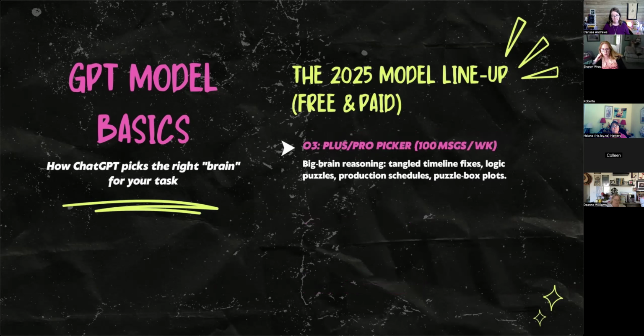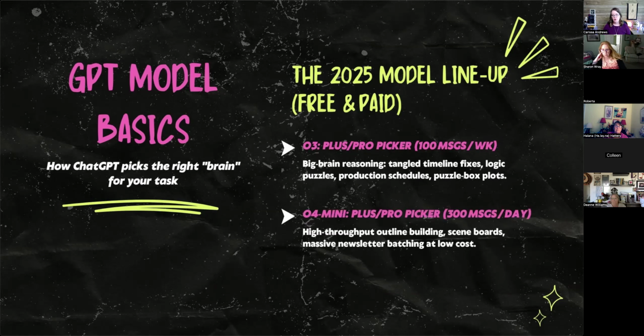Then there's O3, which is Plus and Pro. You only get 100 messages per week. This is big brain reasoning: tangled timeline fixes, logic puzzles, production schedules, puzzle box plots. If you get to a point where you're trying to find some information and it's not giving you the right information, and you know that new information is out, you just don't remember what it is, switch to O3. O3 is amazing at finding that information, giving you deeper research and tapping into more of the current web browser histories and things like that.